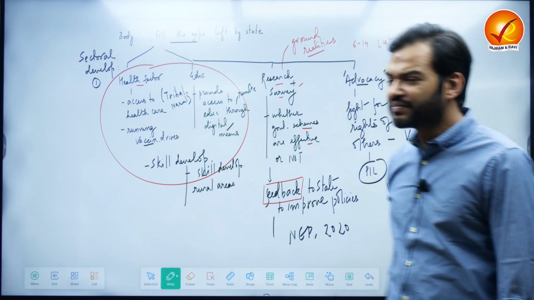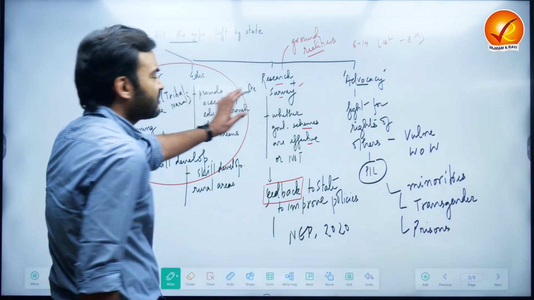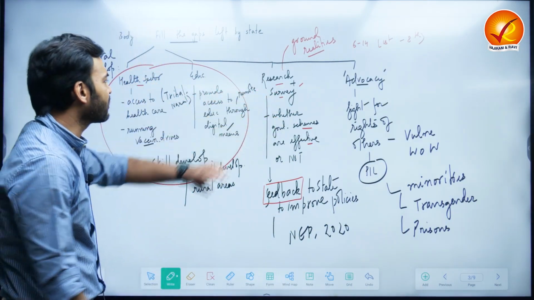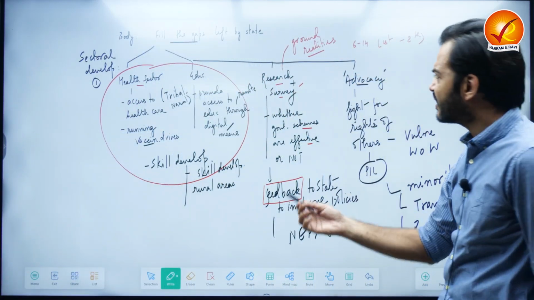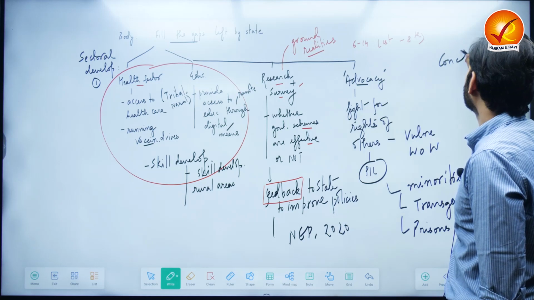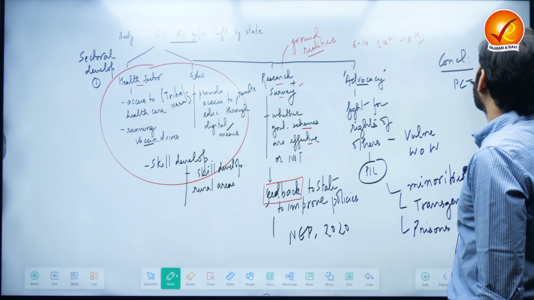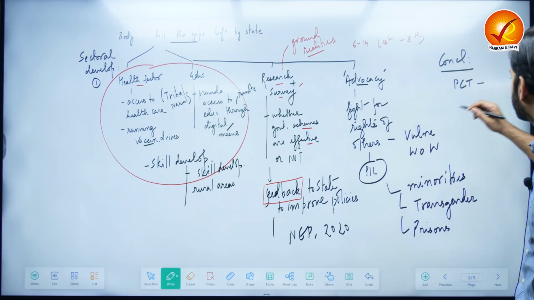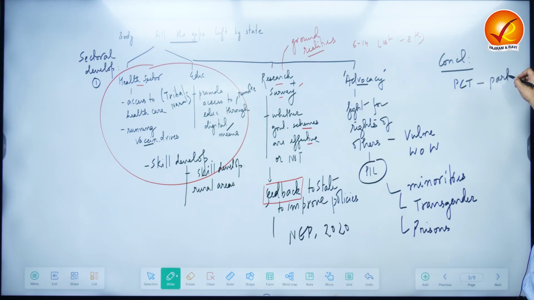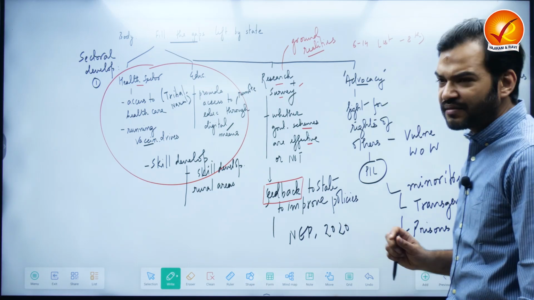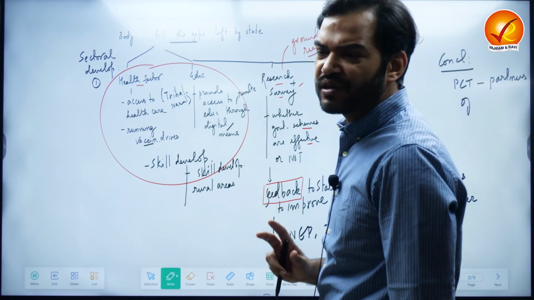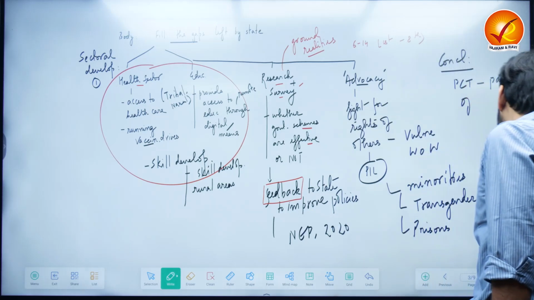So through these methods, through these points, you can write 1, 2, 3. Three points are enough. Through these points, in the conclusion, we can say that PCTs can act as very important partners of the state in the development process. Quite a simple question. You have to keep it short because it is only for 150 words.